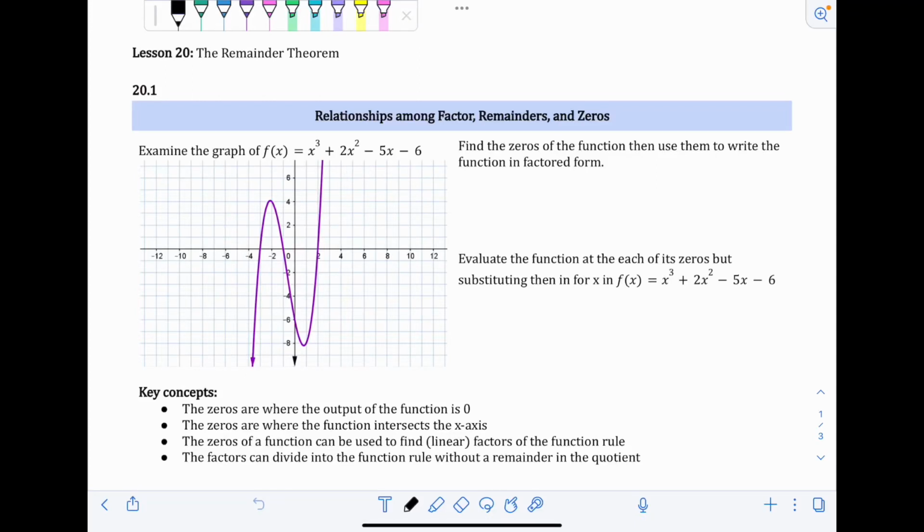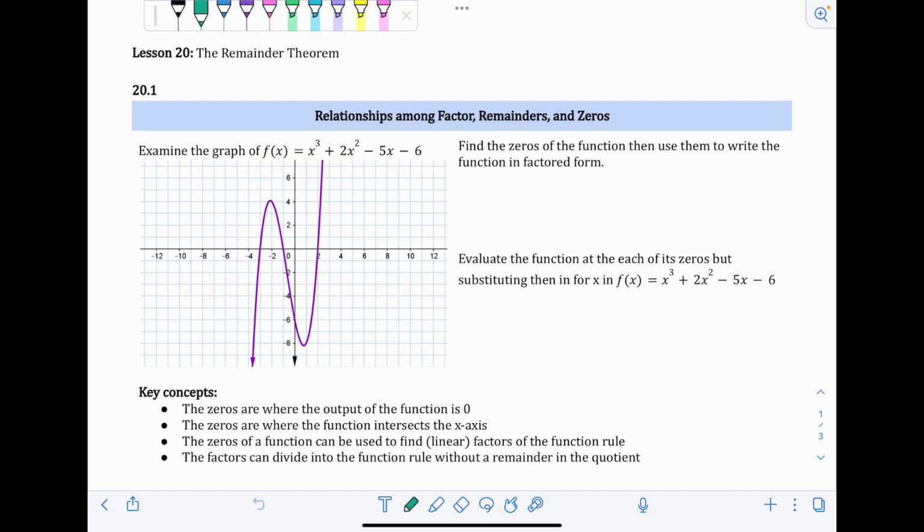Lesson 20 is all about the remainder theorem. So for 20.1, we're just going to talk about the relationship between factors, remainders, and zeros because they all kind of go together. Examine the graph of f of x equals x cubed plus 2x squared minus 5x minus 6. That's the graph below, obviously. First we're going to find the zeros, that's where the graph crosses the x-axis, and then we're going to use those zeros to write the function in factored form.